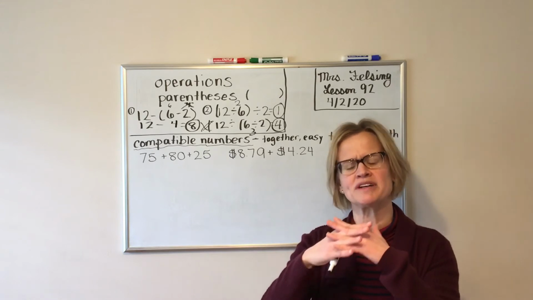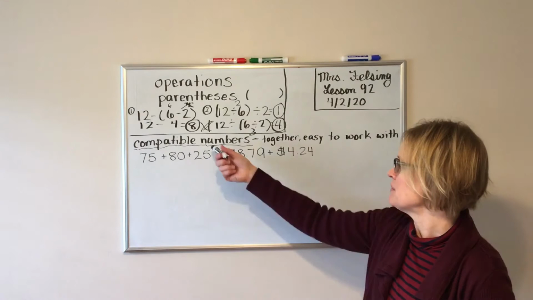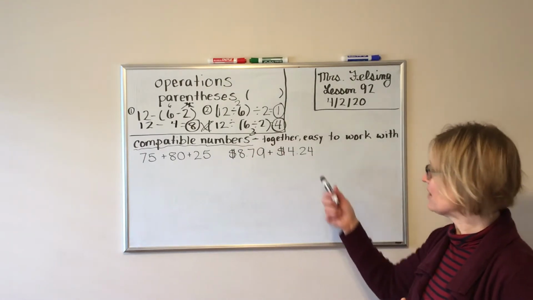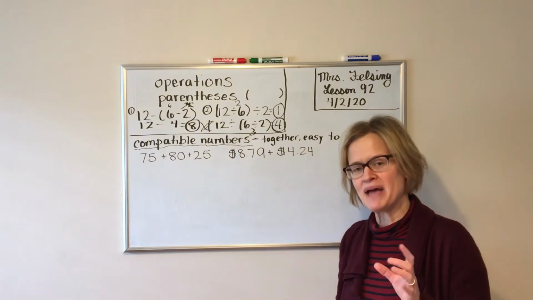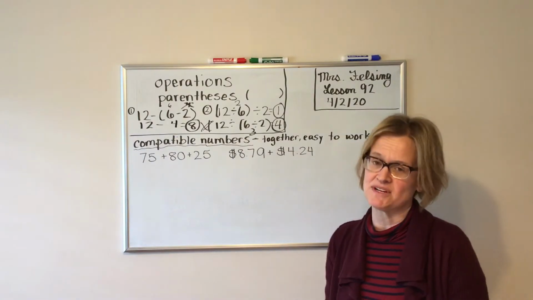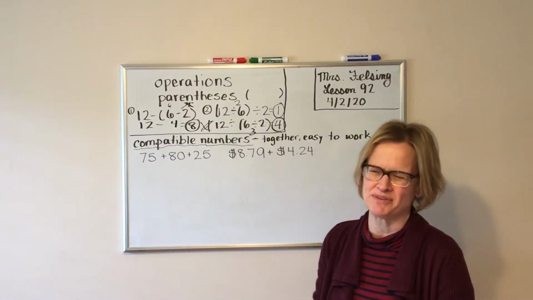They can work together very, very well. It's the same thing when we think about compatible numbers. Together, they're easy to work with. So when you're working with compatible numbers, and a lot of times, especially in math, they're going to say, use compatible numbers to help you.